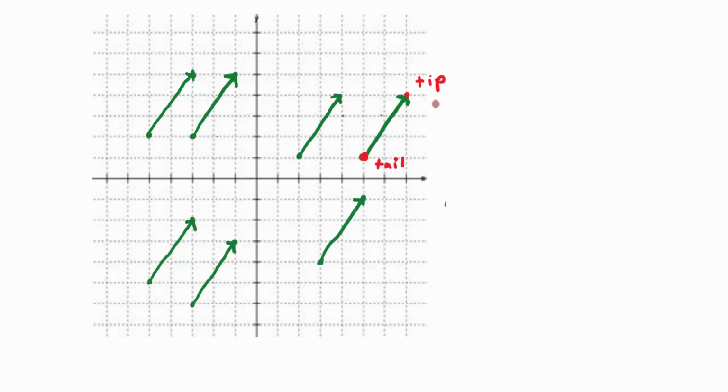What did I do in each of those arrows to get from the tail to the tip? Right 2 over 3, either way, right? Oh, yeah. Right 2 up 3 is what I should have said. And that's true no matter which tail and no matter which tip you look at, to get from the tail to the tip, you go right 2 and up 3.